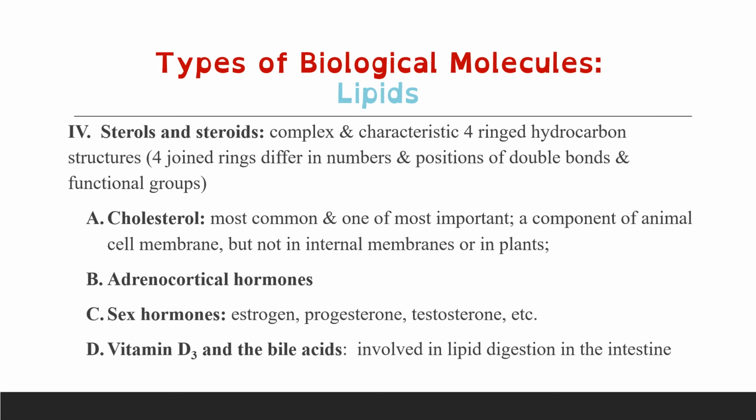Next, we have the adrenocortical hormones. Examples are aldosterone and cortisol. Basically, these are products of your adrenals. And then next, you have the sex hormones. They are actually precursors for the synthesis of some steroid hormones like estrogen, progesterone, and testosterone. And then next, we have vitamin D3 and the bile acids, which are involved in lipid digestion in the intestine.